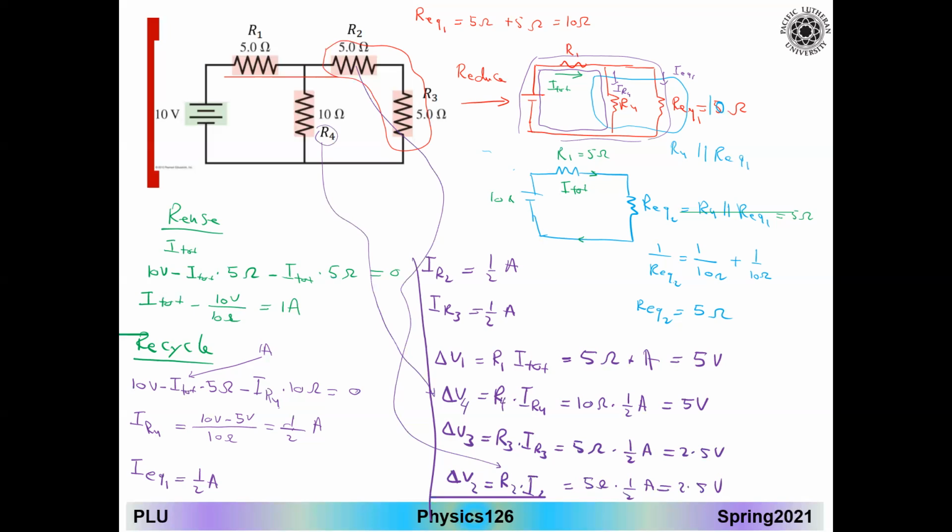So now I use the concept of reduce, reuse, recycle to find all the current and voltage through all my elements in my circuit. I hope you find this example clear.